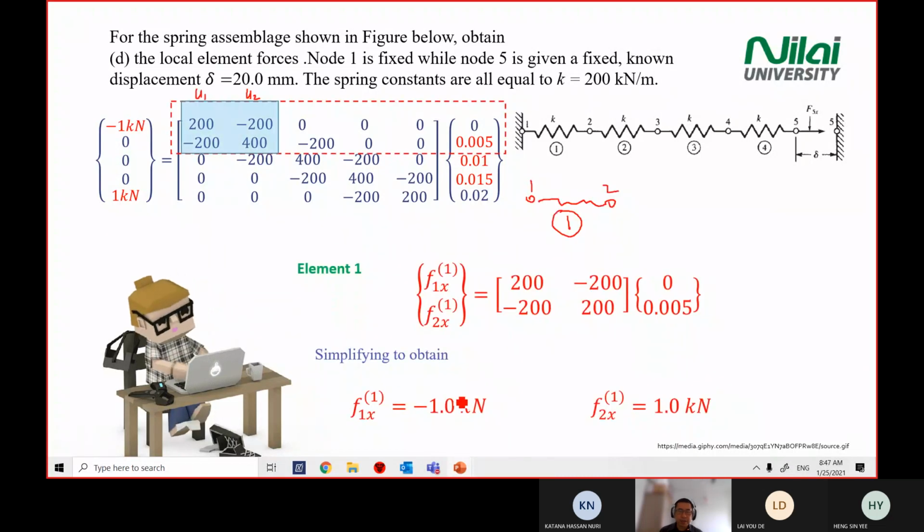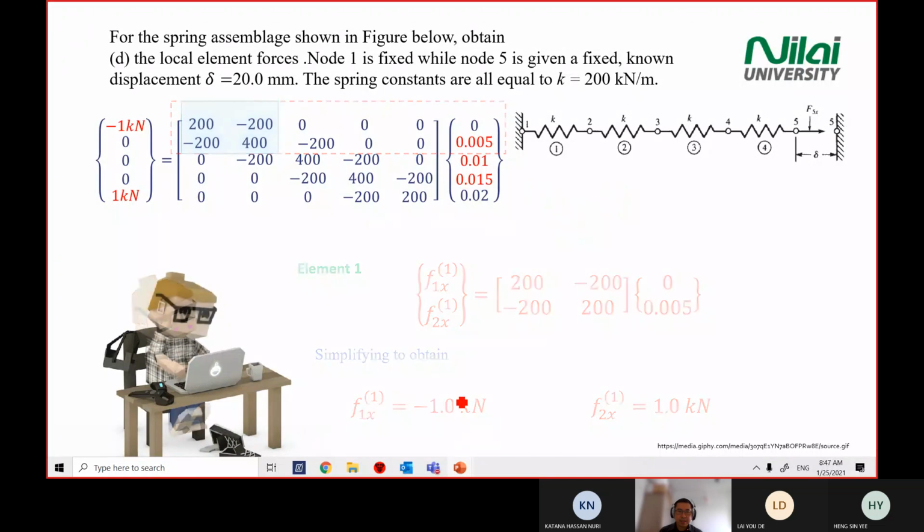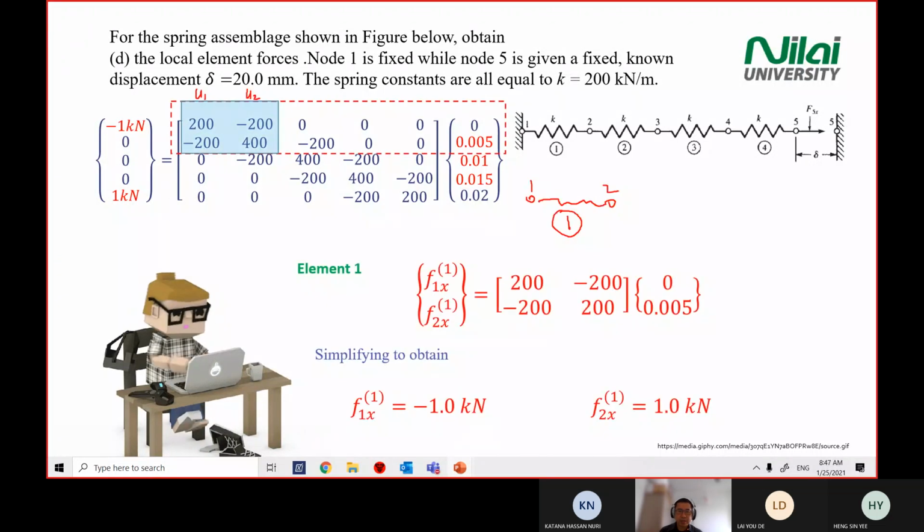So this is for element 1. Stop me if you have any question or anything that you are not clear about. Again, you can get the answers from my PowerPoint slides later on. You can find all these answers. So during the lecture, at least you understand what is happening or what we're trying to do.